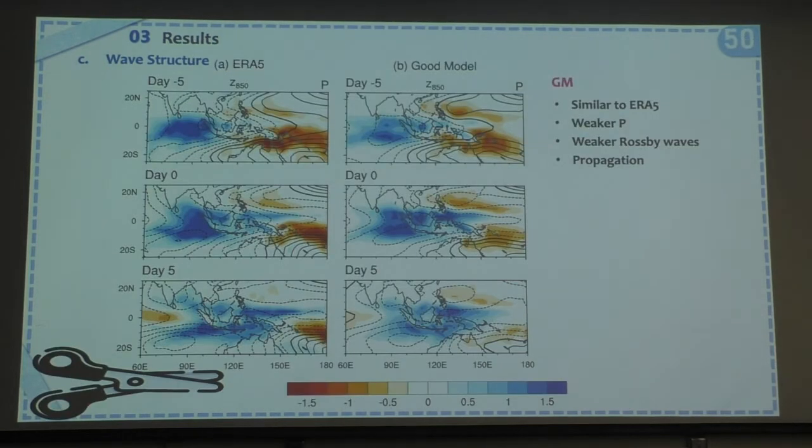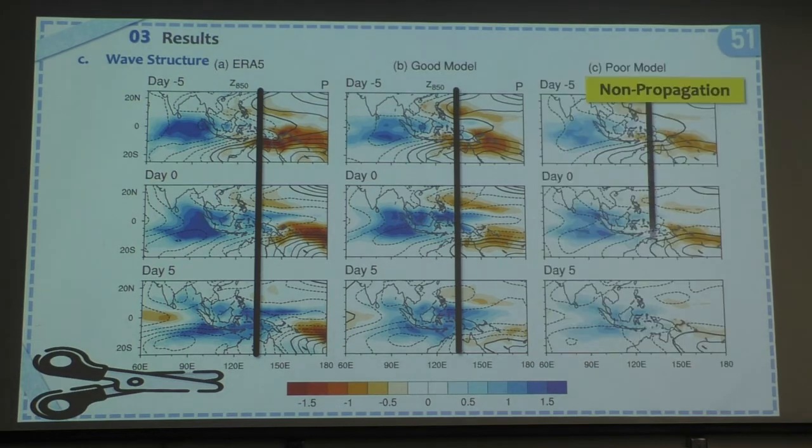In the good model, you can see that the pattern is similar to the observation, but the shading shows weaker precipitation than observation, and a weaker Rossby wave gyre at day 5. But the whole structure can propagate eastward.